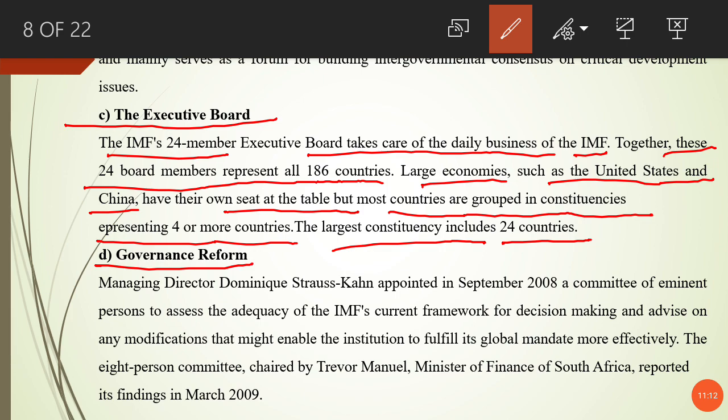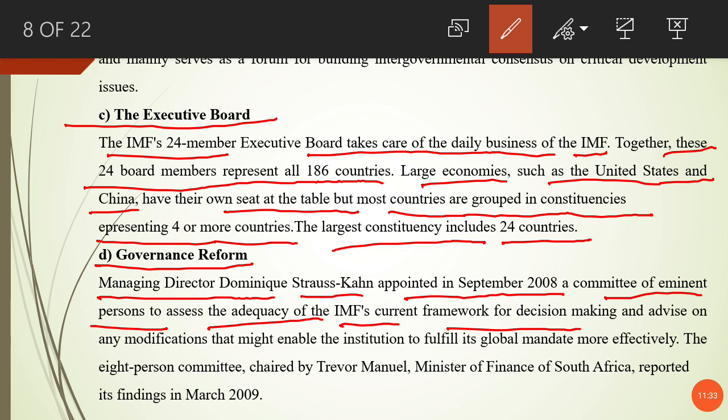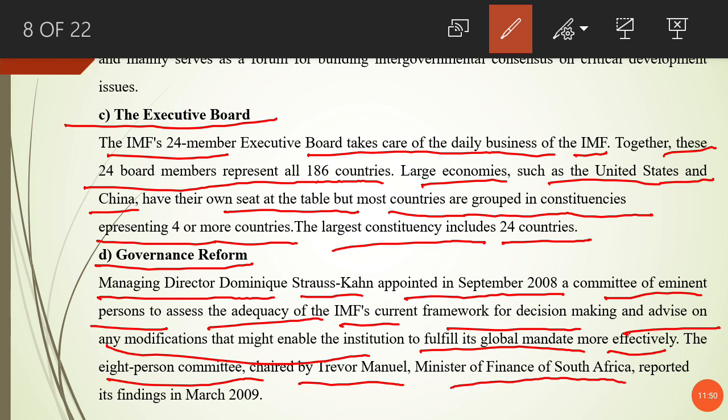D. Governance Reform. Managing Director Dominique Strauss-Kahn appointed in September 2008 a committee of eminent persons to assess the adequacy of the International Monetary Fund's current framework for decision making and advise on any modification that might enable the institution to fulfill its global mandate more effectively. The 8-person committee, chaired by Trevor Manuel, Minister of Finance of South Africa, reported its findings in March 2009.